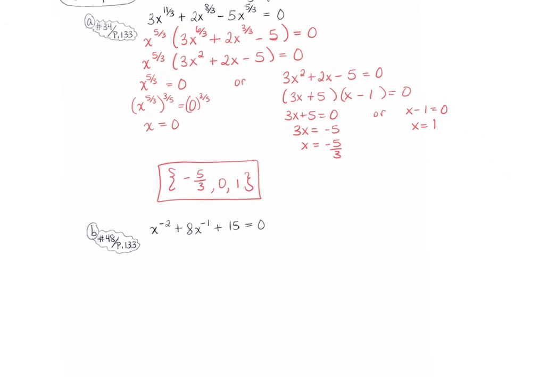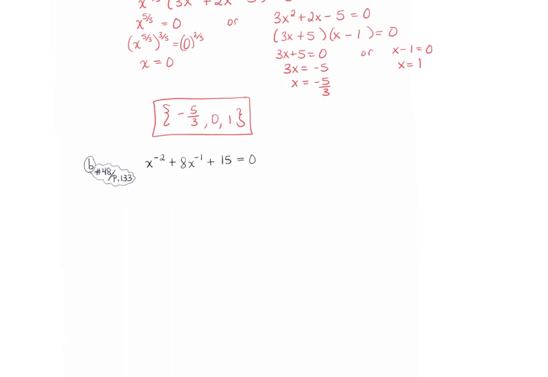Now part B. Part B, we have x to the -2nd plus 8x to the -1st plus 15 equals 0. Now this one is different because we have negative exponents involved. So we're going to use our substitution method that we learned earlier in this section on pages 1 and 2. So now what we're going to do is let A be equal to x to the -1.